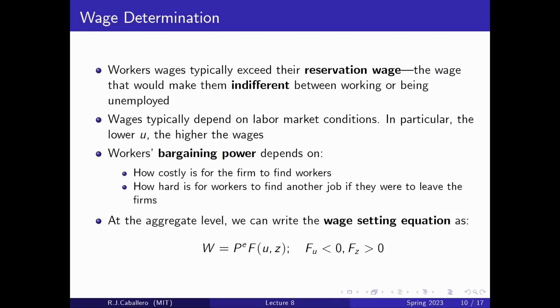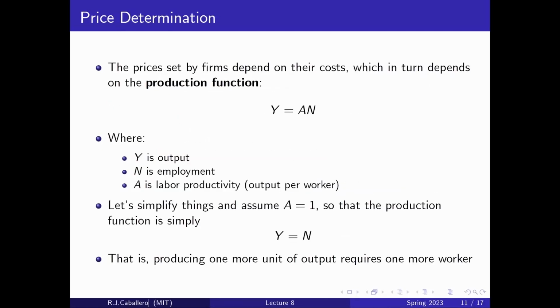And then we made, as a normalization, this function also an increasing function of this variable z, which captures a bunch of labor market institutions, including labor bargaining power. So more bargaining power means that for any given level of unemployment, workers would tend to demand a higher wage. Okay? So that's what the z variable was all about.